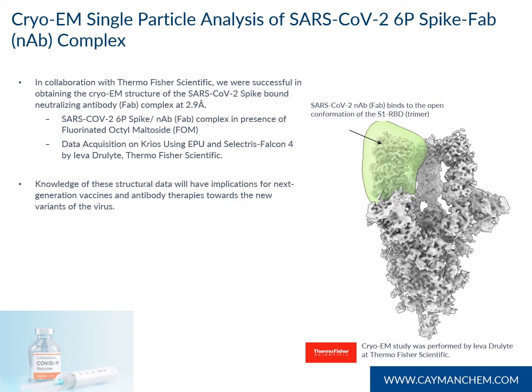Interestingly, based on this cryo-EM structure, Fab region of the SARS-CoV-2 neutralizing antibody could bind to the open conformation of the S1 RBD of each chains. Basically, knowledge of these structural data will have implications for the next generation vaccines and antibody therapies towards the new variants of the virus.